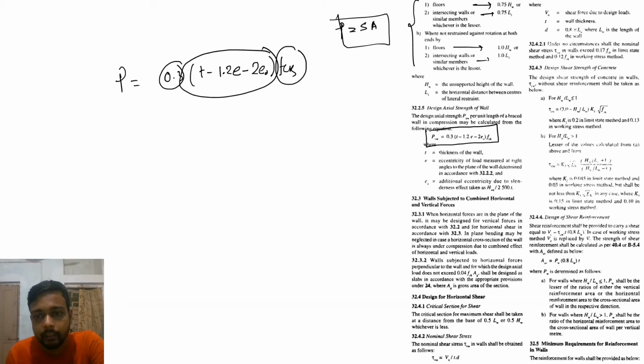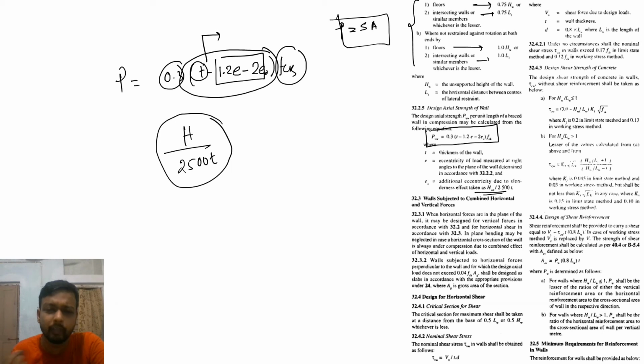Okay, t is your thickness, but if by any chance there is an eccentricity, we should deduct the eccentricity from the thickness t. That is why this. What are e and e naught? e is the eccentricity of load at right angles to the plane of the wall, and e naught is the additional eccentricity, that is H by 2500 t. It is another eccentricity, for more safety.